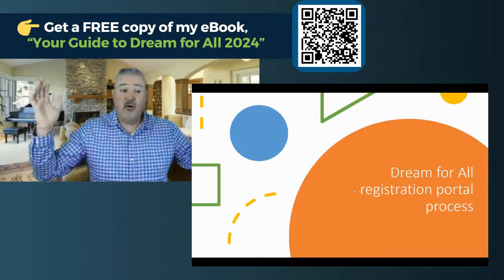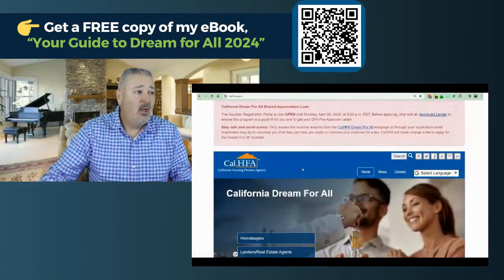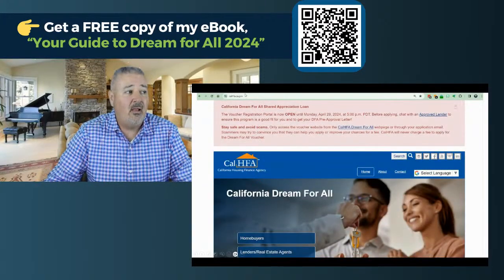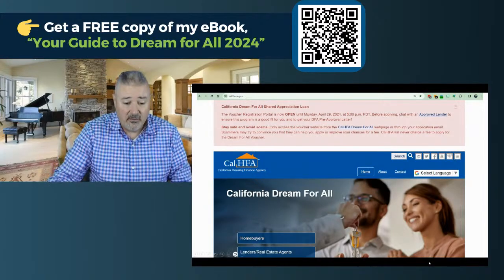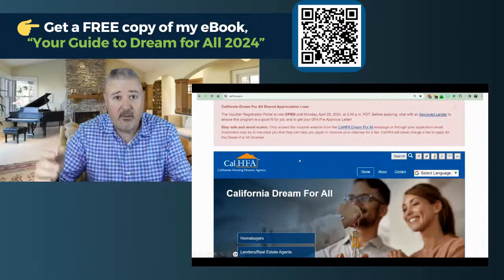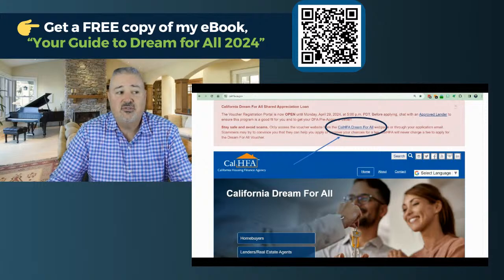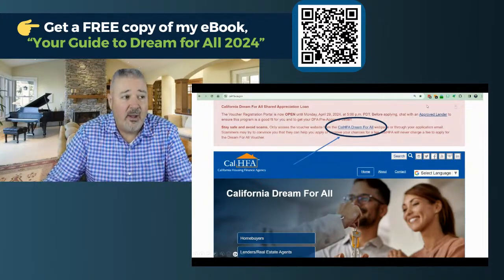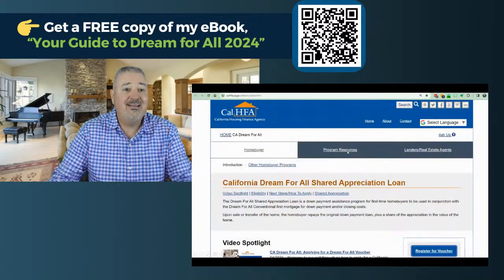First of all, Dream for All registration portal process tutorial. The first thing is you have to go to CalHFA's website. calhfa.ca.gov is where you're going to go. If you don't have it, email me and I can get it for you. And then you're going to click right here in the middle and you're going to go to CalHFA Dream for All. Just search for CalHFA, C-A-L-H-F-A. You can get to their website. Right on here, you're going to click CalHFA Dream for All. You're going to get to this page.